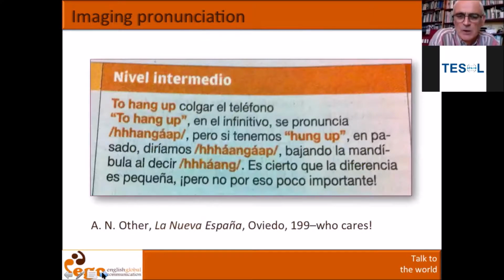It's from La Nueva España, which is a local newspaper published in Oviedo. It was done in the 90s. This was a course in English, and this really is superb. I haven't a clue what it's talking about. I really don't know what they mean when they put multiple H's and accented or unaccented A. And it seems to sum up this whole thing that working with sounds, it could just be that descriptions and explanations are not the best way forward.